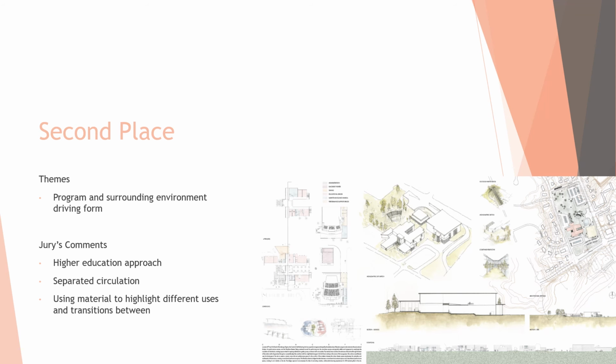The second place winner utilized the repeated successful themes of design informed by community and surrounding geography, as well as the building systems driving the design. They did this through using material changes to highlight different uses and transitions between the center. By utilizing the first theme, the program and the surrounding environment drove the form.